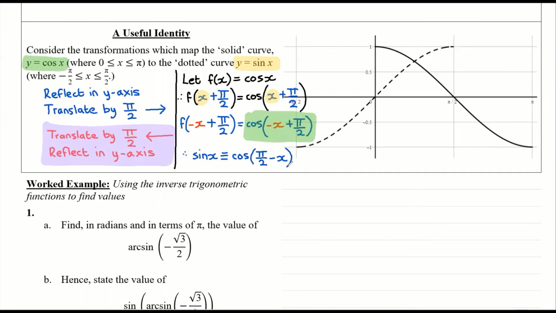Okay, so that's the useful identity. Make that look really important. I would put it in a box or highlight it or something, because we'll be revisiting this later.